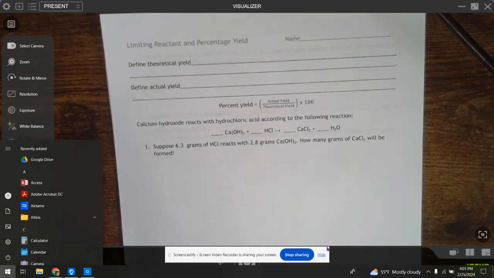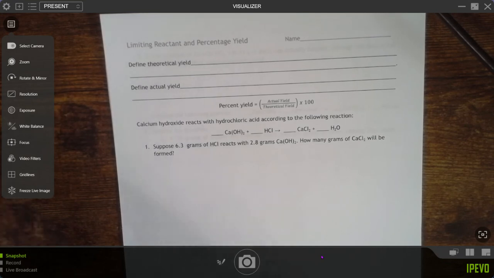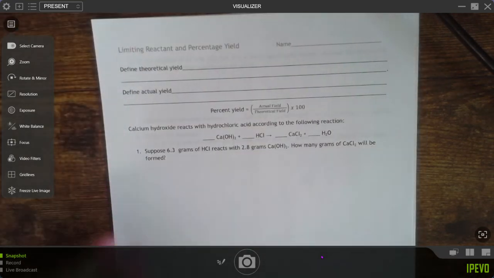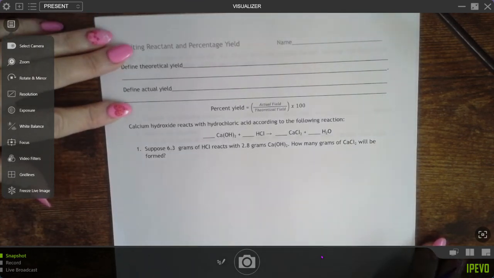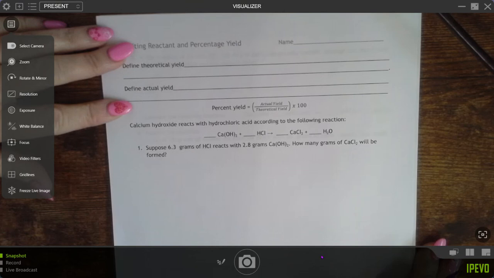These are notes we took in class, but if you need to revisit it or if you were absent, this is what you need to know. So let's get going. Theoretical yield. This is what we've been calculating when we've been doing those two limiting reactant problems.